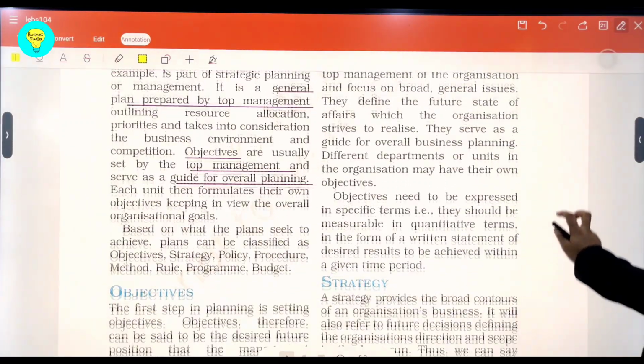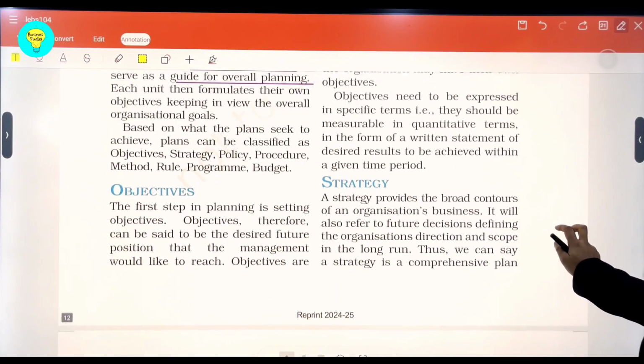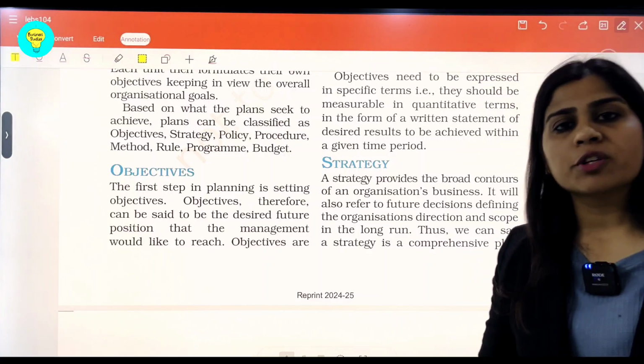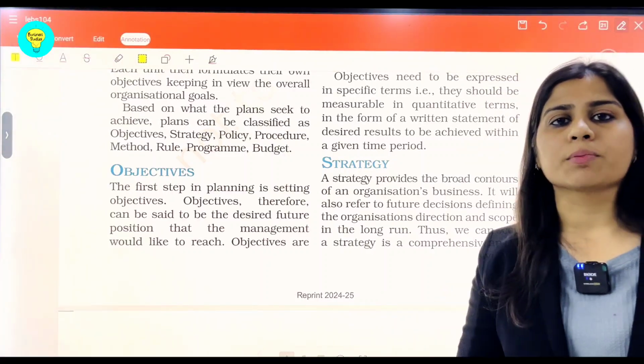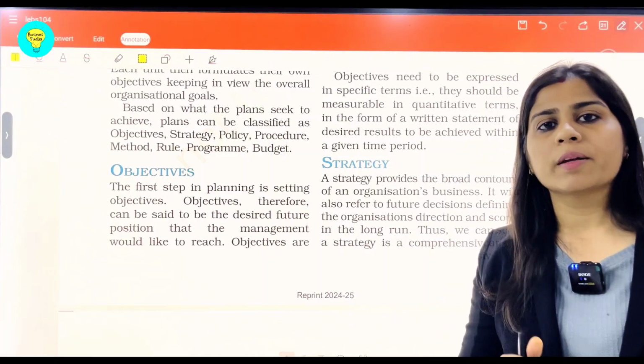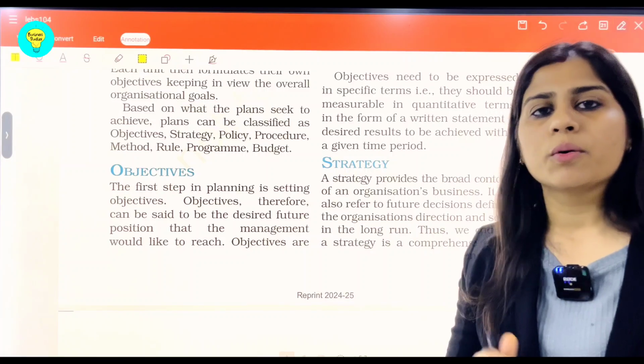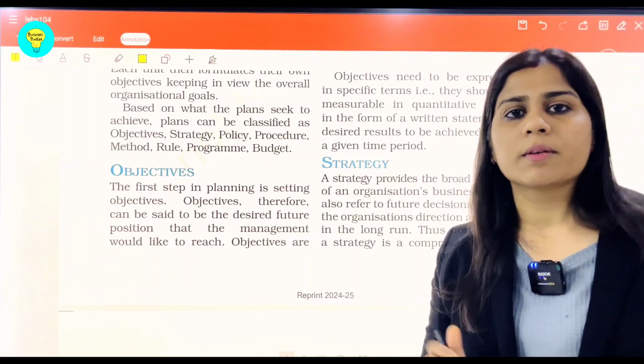So, one by one we will have a look from NCERT at what exactly you are supposed to mention whenever you explain these types of plans, and they are very important as they have been asked over the years in the previous 5 years.